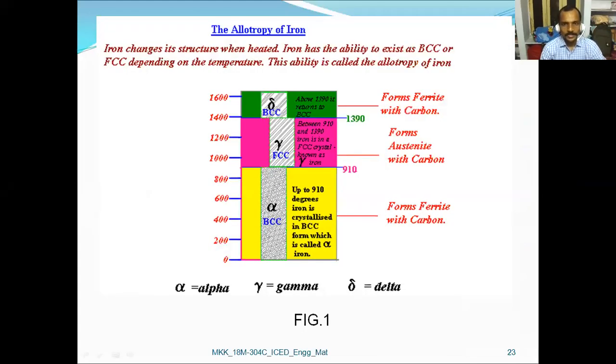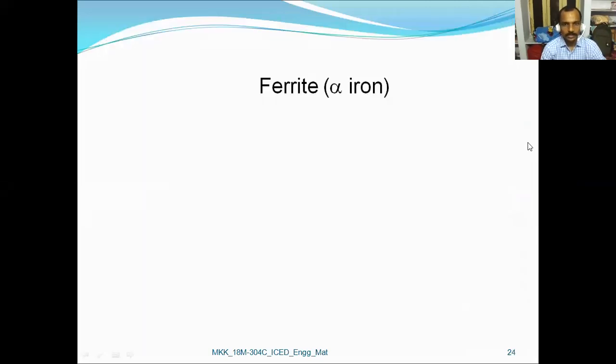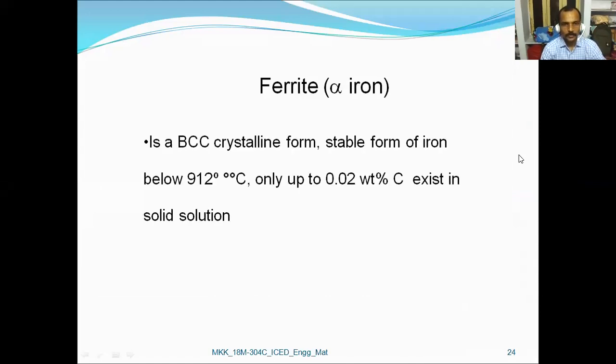So we were discussing the allotropy of iron. Now let us move to the ferrite, nothing but the alpha iron. As we are discussing, it is a BCC crystalline form, nothing but body centered cubic crystalline form, which is a stable form of iron below 912 degrees centigrade. Only up to 0.02 percentage of carbon exists in this particular solution.